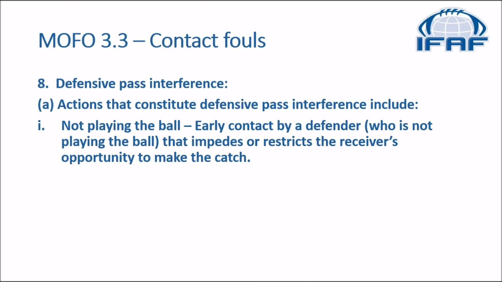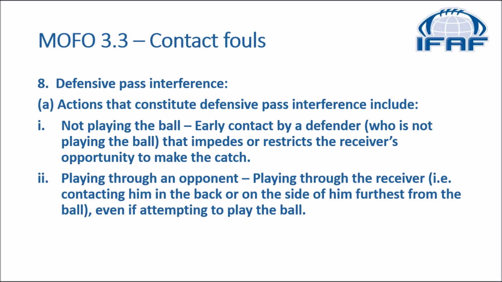In the MOFO, we go to 3-3 contact fouls. 8. Defensive pass interference. A. Actions that constitute defensive pass interference include 1. Not playing the ball. Early contact by a defender who is not playing the ball that impedes or restricts the receiver's opportunity to make the catch. 2. Playing through an opponent. Playing through the receiver, that means contacting him in the back or on the side of him furthest from the ball, even if attempting to play the ball.